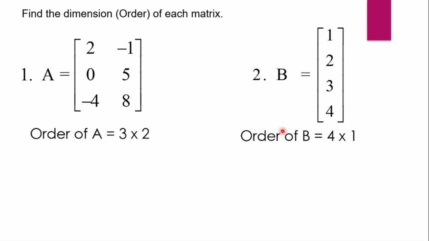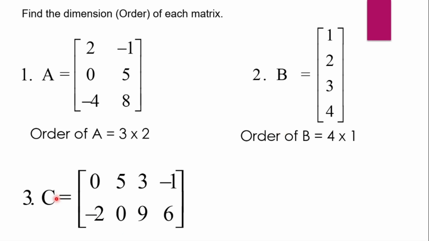Moving ahead, let's take a third example, which is matrix C having elements 0, 5, 3, minus 1, minus 2, 0, 9, 6. I have arranged the matrix systematically in rows and columns. So how many rows are there? I have 2 rows and 4 columns. In the first column I have elements 0, minus 2. In the second column I have elements 5 and 0. In the third column I have elements 3, 9. In the last column I have elements minus 1 and 6. So therefore the order of the matrix is 2 cross 4. The reason is it has 2 rows and 4 columns.